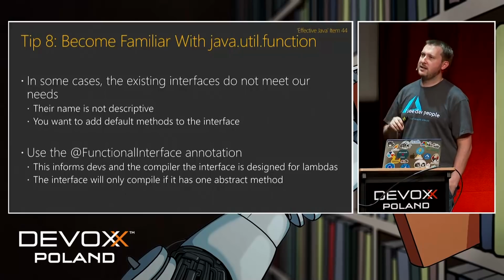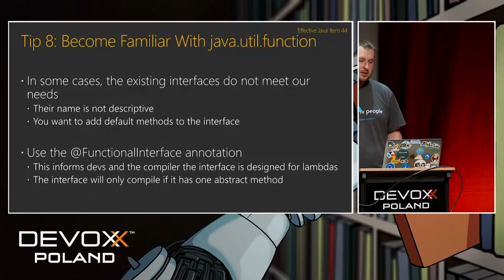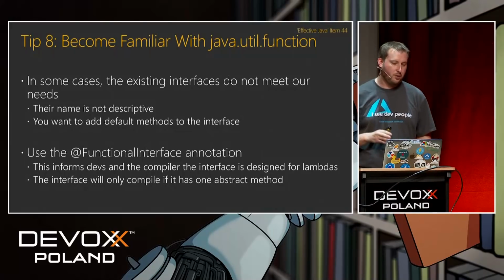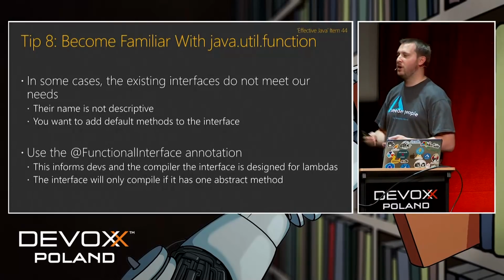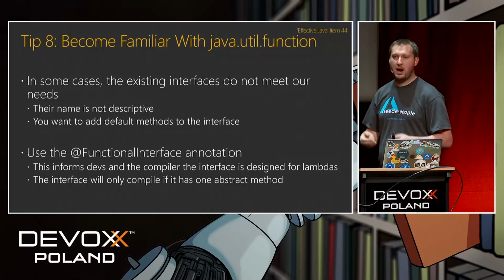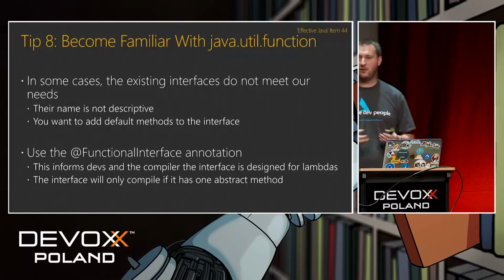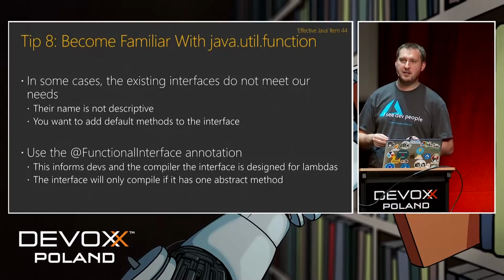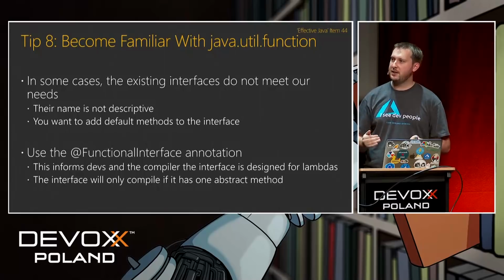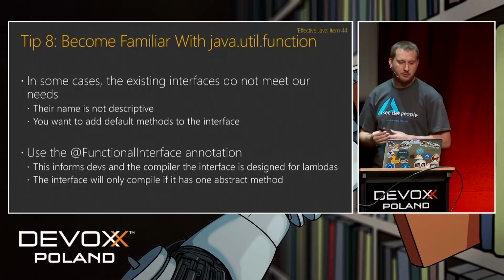In some cases, the existing interfaces that are shipped in java.util.function do not suit our needs. Sometimes the name isn't descriptive enough. For example, you would never think of replacing the Comparator interface that ships with Java, right? It's just a beautifully descriptive name for its function. And the other reason why you might want to have your own functional interface is if you wanted to add default methods into the interface such that more convenience can be attained by the end user.